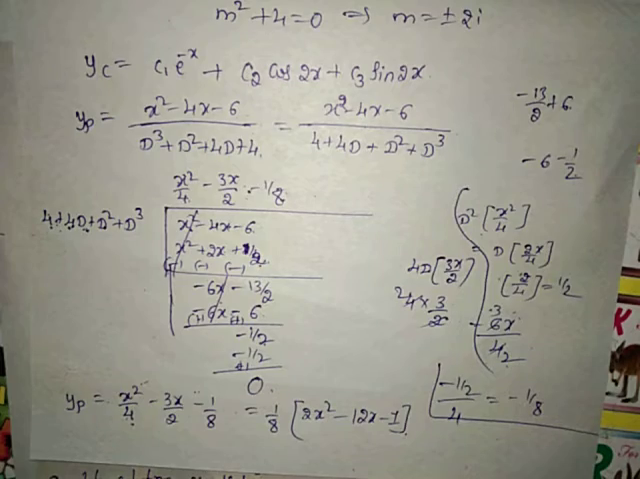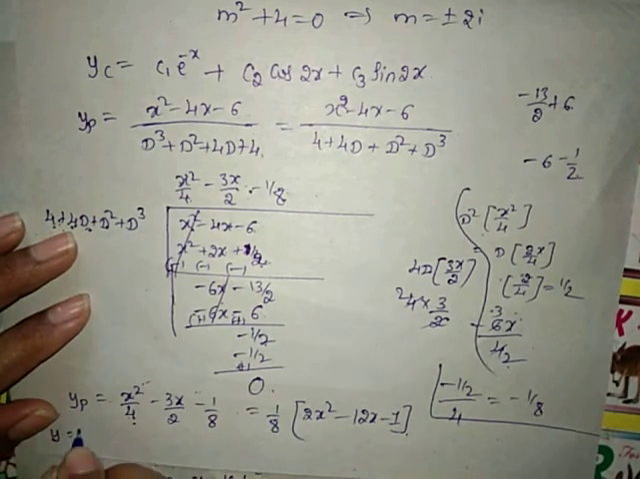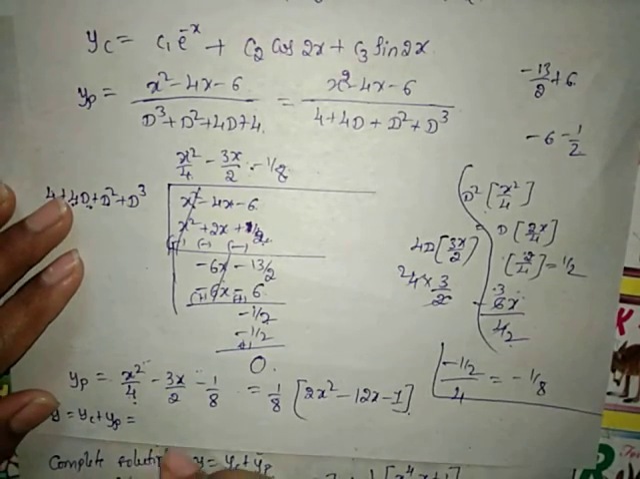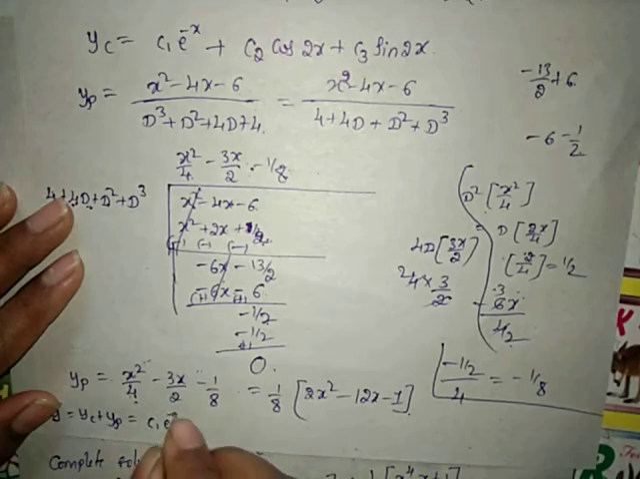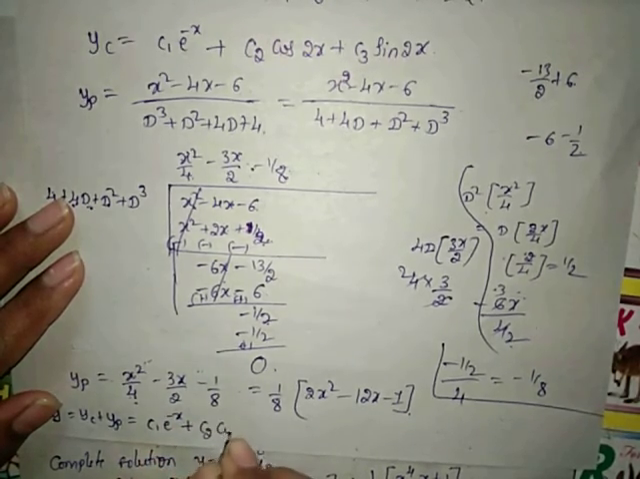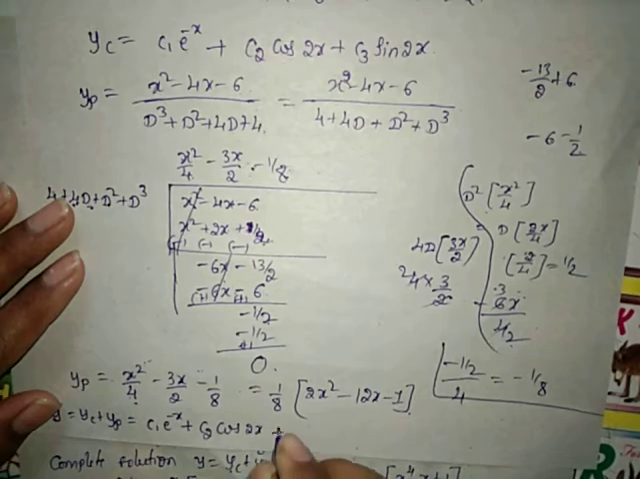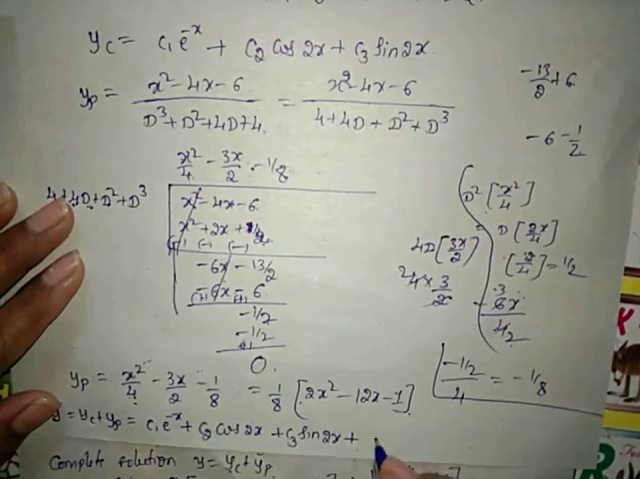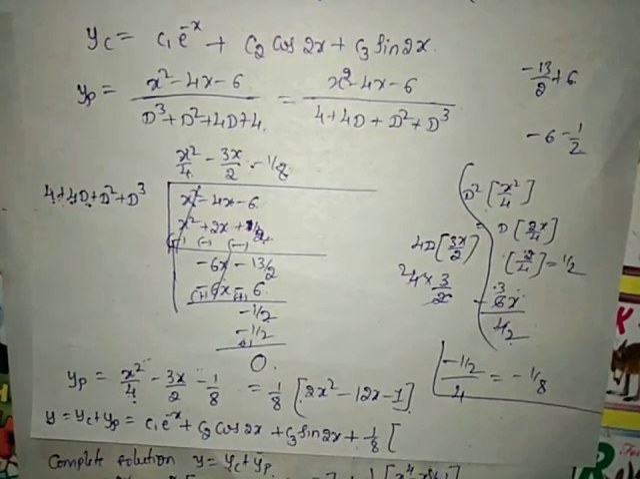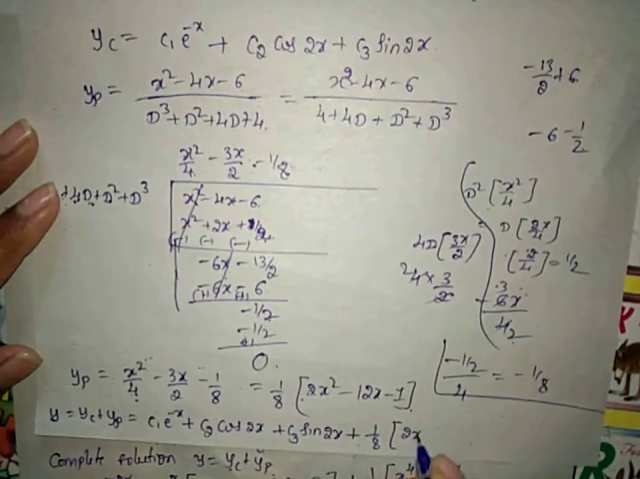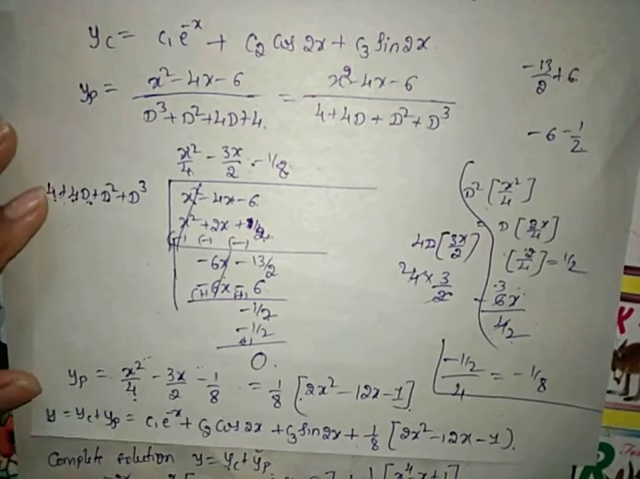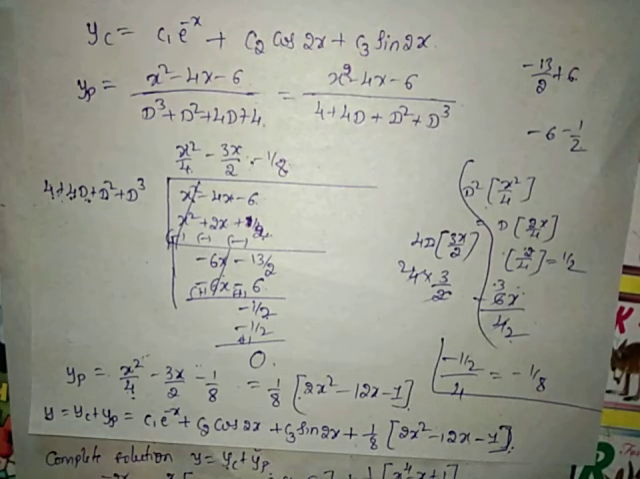Now we have to write down the complete solution. Y is equal to yc plus yp. So our yc is equal to c1 e raised to minus x plus c2 cos of 2x plus c3 sin of 2x, plus the particular integral 1 by 8 into 2x square minus 12x minus 1 is our complete solution of this equation.